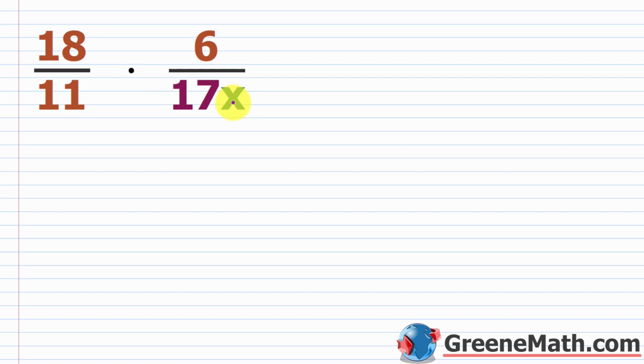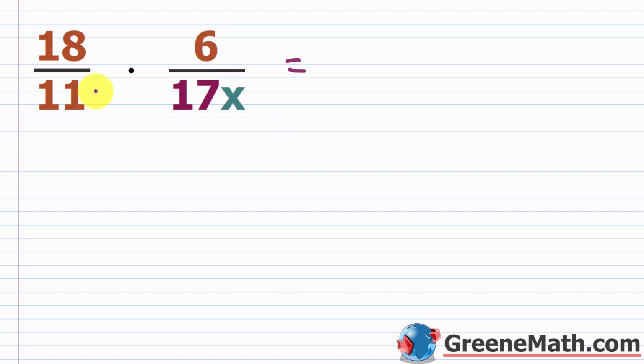So is there anything I can do to cancel? Then I want to cross cancel anything. And then once that's done, I'm just going to multiply the numerator times the numerator and put this over the denominator times the denominator. So just like working with fractions, no difference. So for this one, if I look at 18 and 11, nothing I can do. 6, forget about the x, 6 and 17, nothing I can do.